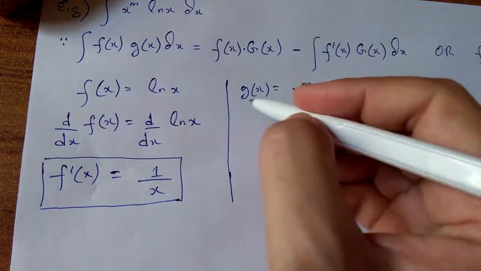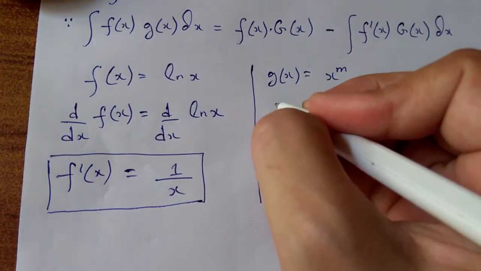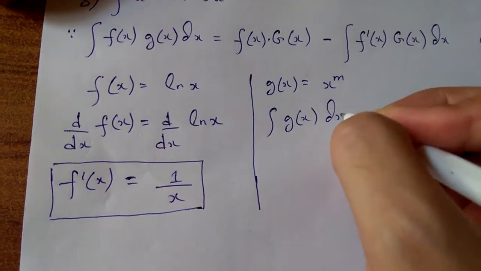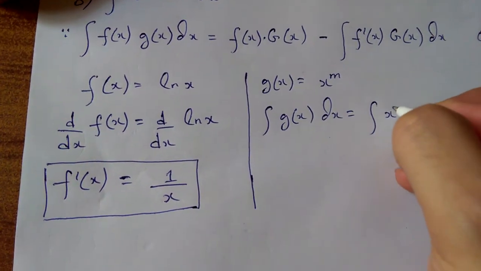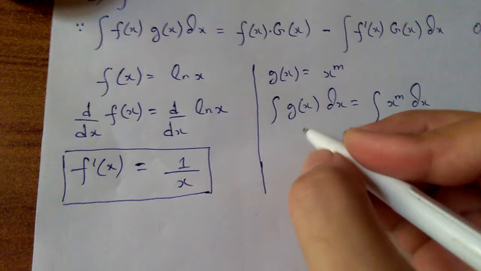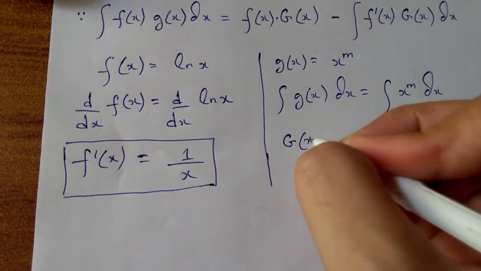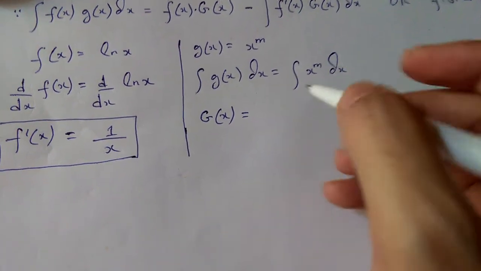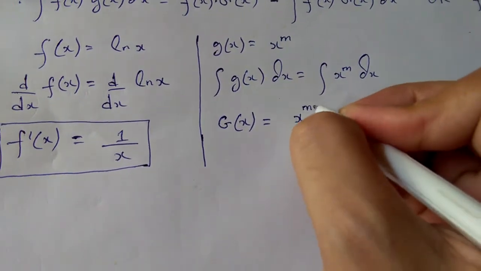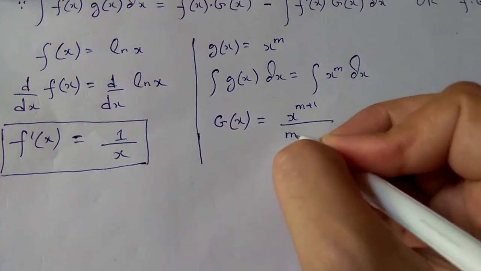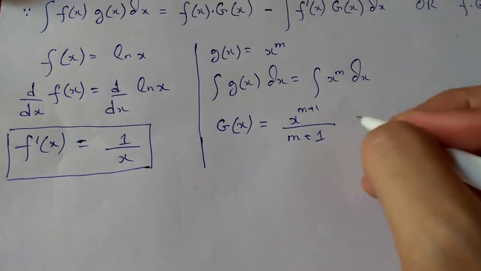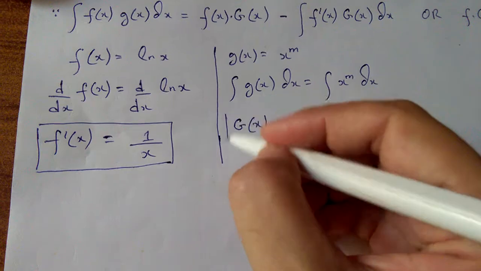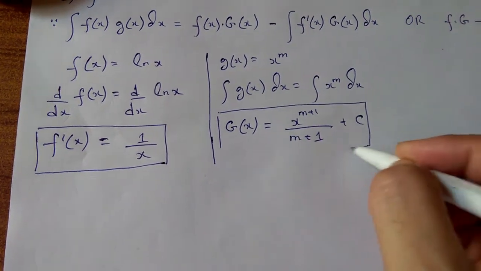This is the function whose integral we have to find out with respect to x, so it is going to be our g of x. And you know that the integral of x power m is going to be x power m plus 1 upon m plus 1. It's something that we have already discussed in one of our previous lectures. Let's close this in the box.